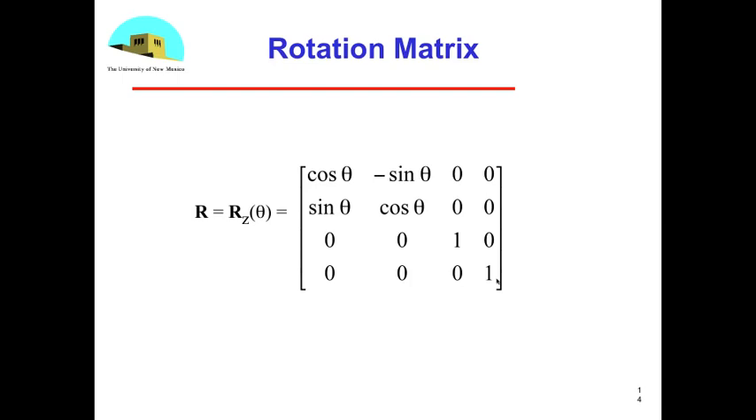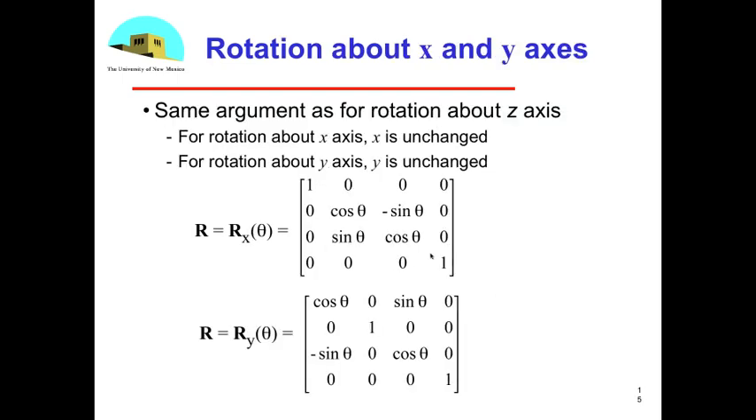Now what if I just change the names of the axes and swap around the x, the y, and the z axes? I can argue the same way. If I rotate about the x-axis, the x values are unchanged, and the y and z change exactly as they did for the case of rotation about the z-axis, but the entries go in different places in this matrix. And if you do this carefully, you get the following two matrices.